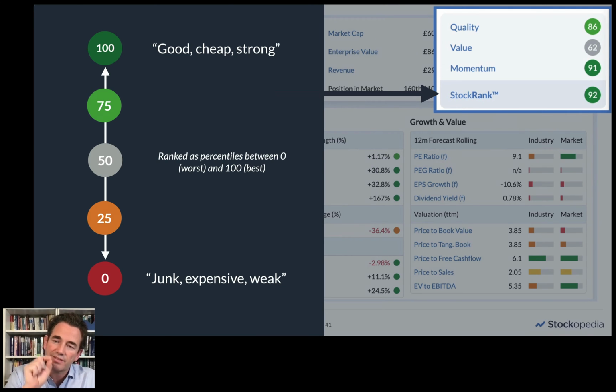But once again, think 0 is worse, and it's RAG rated, red, amber, green rated, so that junk, expensive, weak shares are lowest ranked, and good, cheap, strong stocks are green and top ranked. And anything in the middle is kind of grey. So 100 is best and 0 is worst.